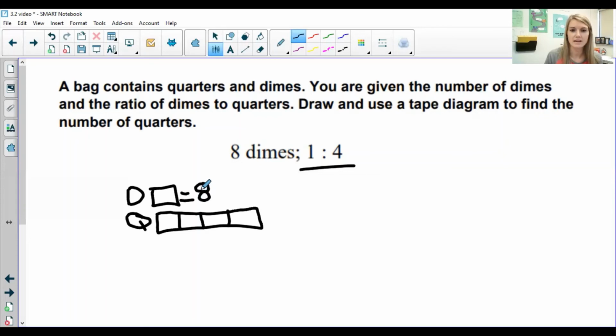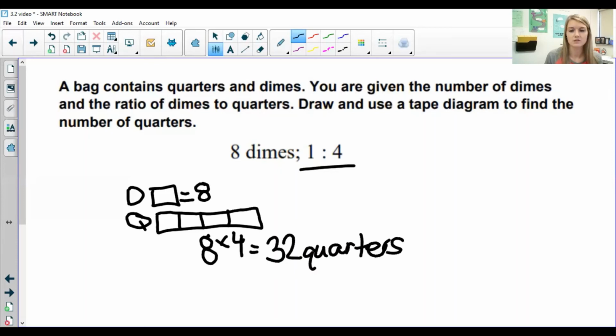If this one equals 8, and all of these down here then have to equal 8, so 8, 8, 8, 8, we could just do 8 times 4. What's 8 times 4? 32 quarters. Okay?